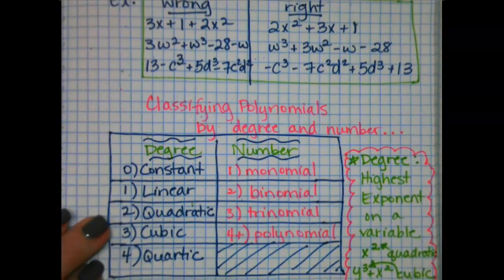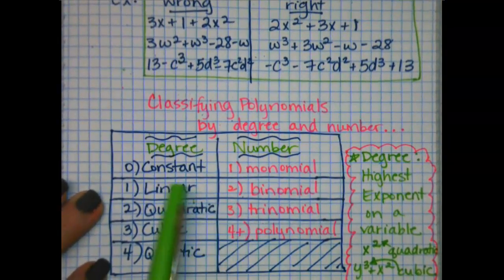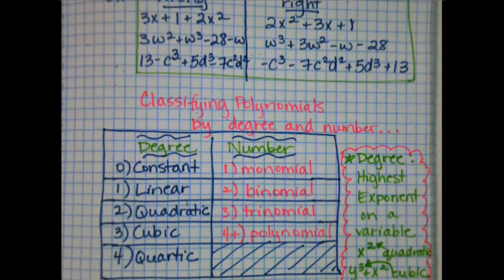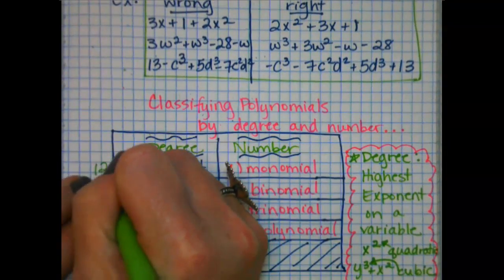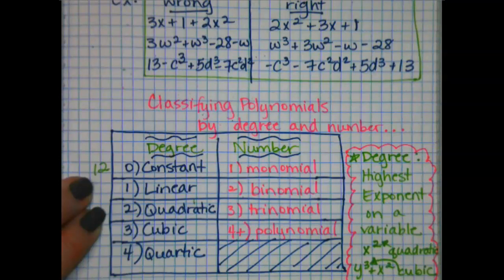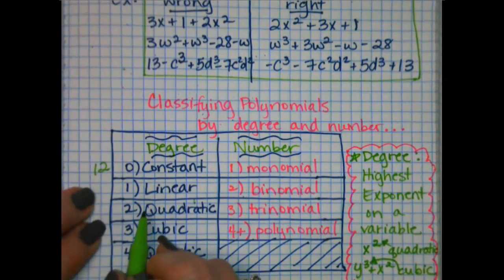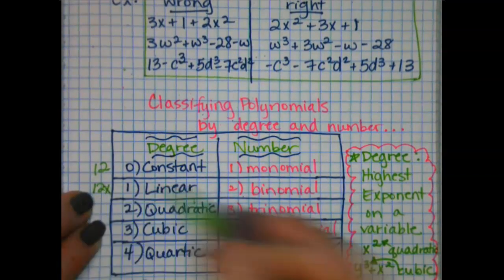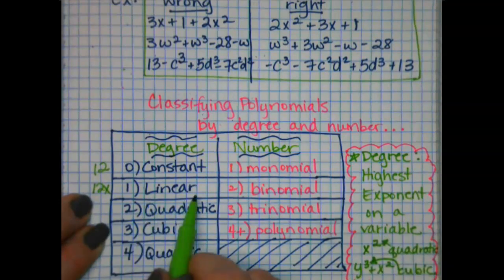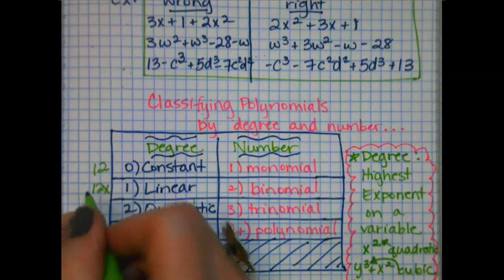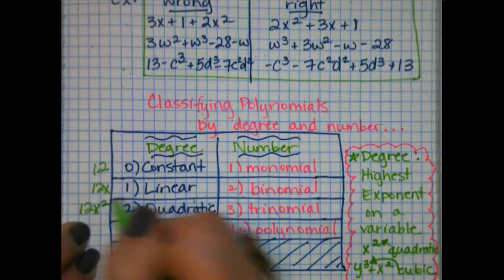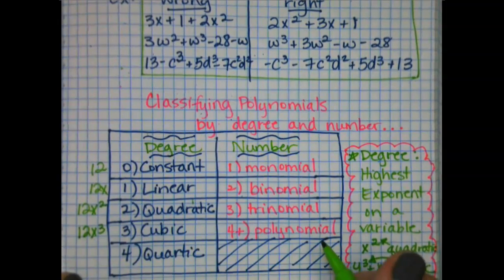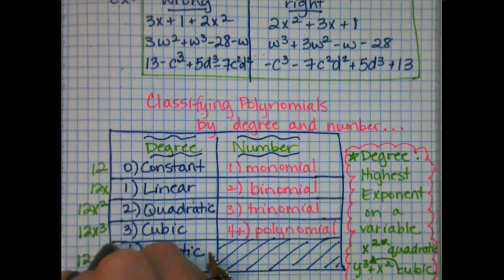Okay. On degrees, right? This is the exponents that you have. So if I have, for example, a constant, this is just the number 12, right? It's degree 0 because it's a constant number. It's never going to change. I could have a linear one. So linear would be like 12x, right? That would make a straight line. That's why it's called linear. If I'm looking at a quadratic, it would be like 12x². If I'm looking at cubic, it would be 12x³. And if I'm looking at quartic, it would be 12x to the power of 4.